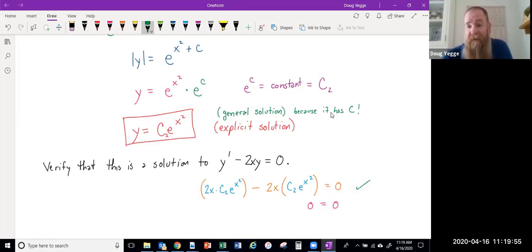If it didn't have C, then it wouldn't be a general solution, it would be a particular solution. But the only way to get a particular solution is if I find the value of C. Can anybody think about what I would need to know if I needed to find the value of C?